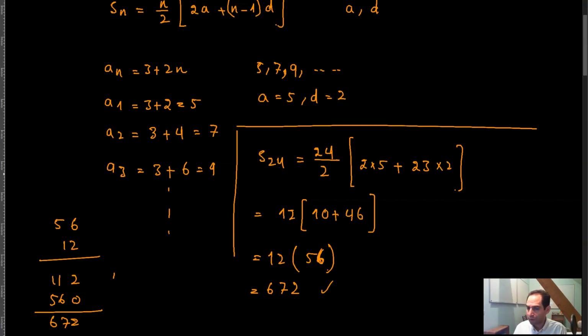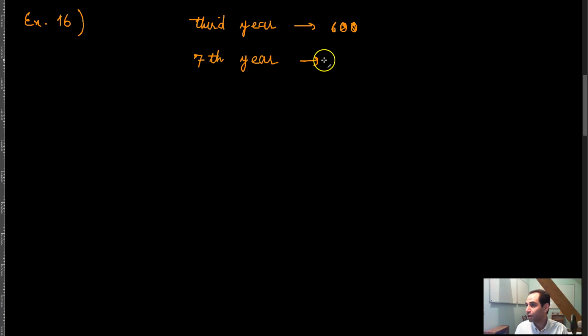The next question that we have is example number 16. A manufacturer of TV sets produced 600 sets in the third year and 700 sets in the seventh year. So in the third year they produced 600 sets of TVs. In the seventh year, they produced 700 sets. Assuming that the production increases uniformly by a fixed number every year.